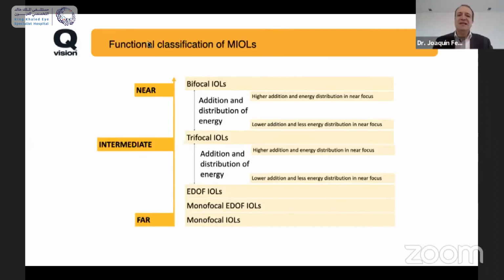Do you know the functional classification of the multifocal lens? You can see on the top the multifocal lens, in fact the bifocal lens that improves near. So at the top we have high addition and energy distribution to the near focus. Intermediate with the trifocal. And then we have the hybrid lenses. In the last years we have more and more lenses in this family, avoiding the top of the classification. More and more hybrid lenses, more and more monofocal hybrid lenses, okay?